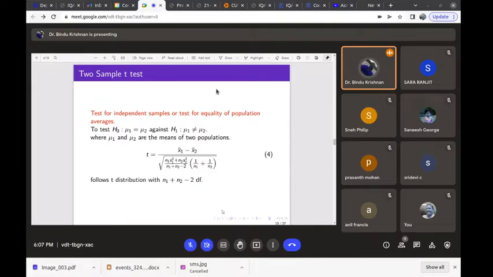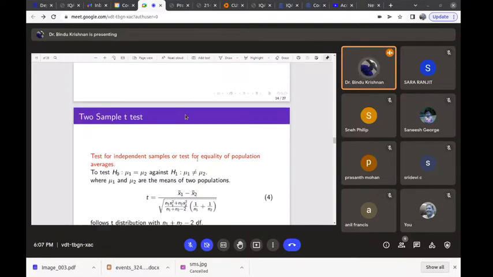Okay, so this is used for testing independent samples. So that is a specialty here. Test for independent samples or test for equality of populations. Two sets of populations. Suppose we collect some data from Kerala and some data from, say, Tamil Nadu. So to test whether the averages of these two states are equal or not. Based on average only, of course, based on average. Okay. So similar to yesterday's expression.